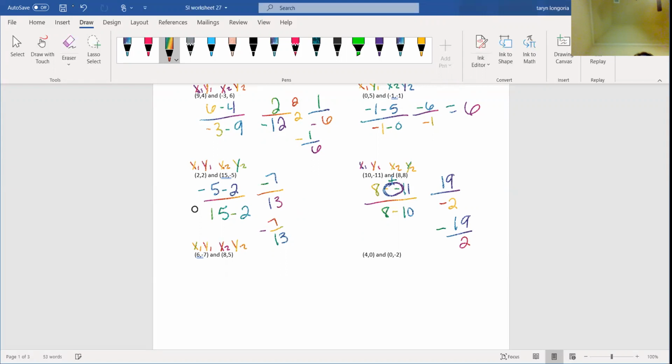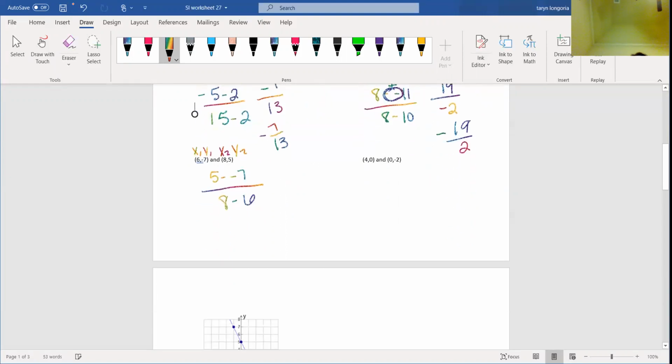x2, y2. So 5 minus -7 over 8 minus 6. I end up getting 12 over 2, which comes out to a positive 6 as your slope. And this is just a fine slope.